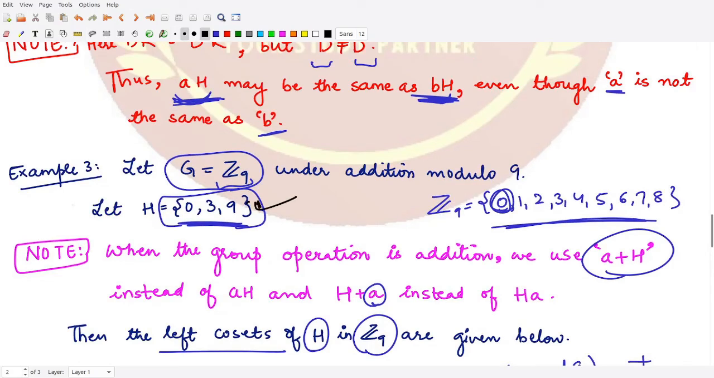In a similar fashion, we can calculate the right cosets also, and moreover, when we change the subgroup, we have different cosets for the given subgroup.